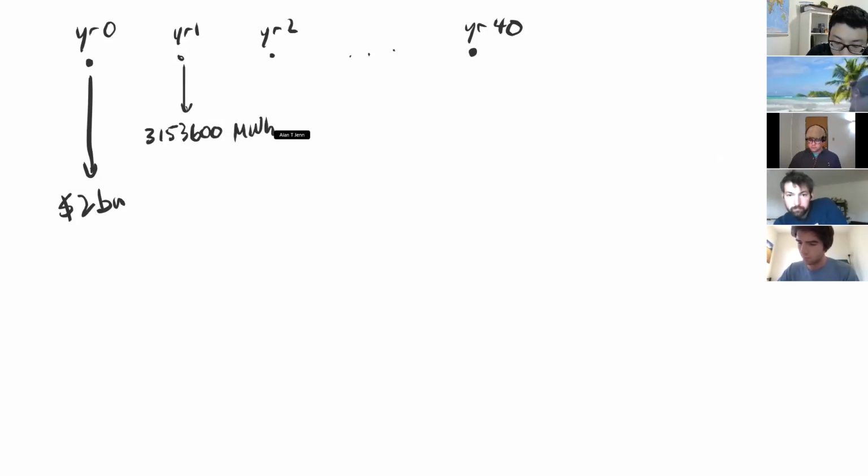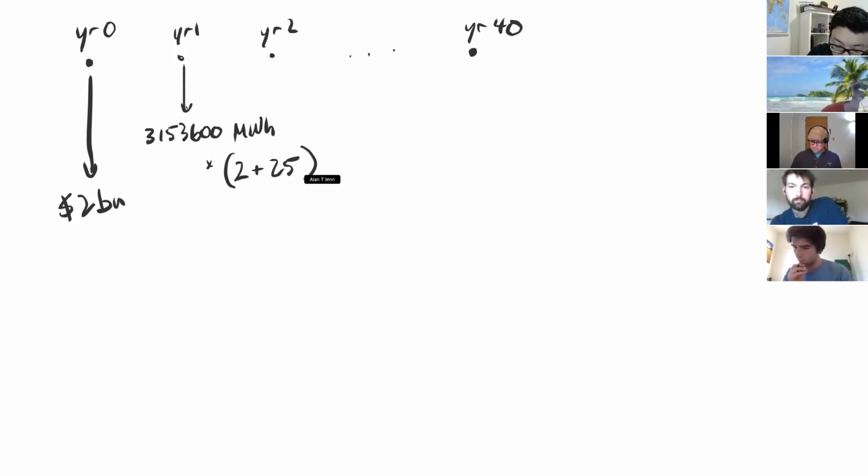Okay, it's going to be the same principle here, just to be consistent: year zero, year one, year two, and so forth, all the way out to year 40. The initial cost is going to be $2 billion. And then every year, we're going to do the cost of the fuel and the maintenance, which is now a function of the power production. So we produced 3,153,600 megawatt hours. And this has to get multiplied against the cost for maintenance, which is $2 per megawatt hour, and $25 per megawatt hour for the fuel.